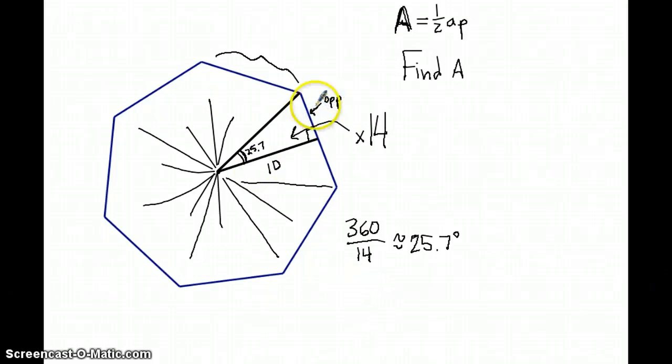So opposite and adjacent, that's tangent. Tangent of 25.7 equals opposite, I'll call it x for now, over adjacent. So I need to find 10 times the tangent of the answer I just had, which would be 4.81.